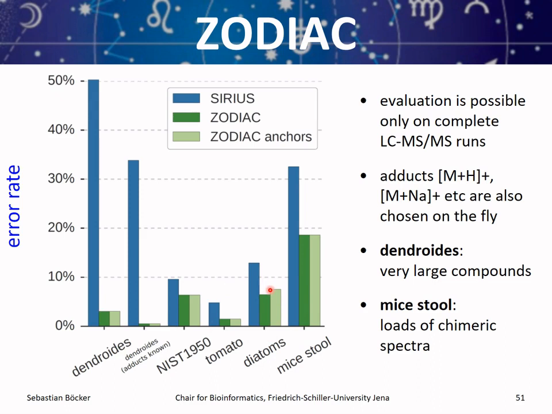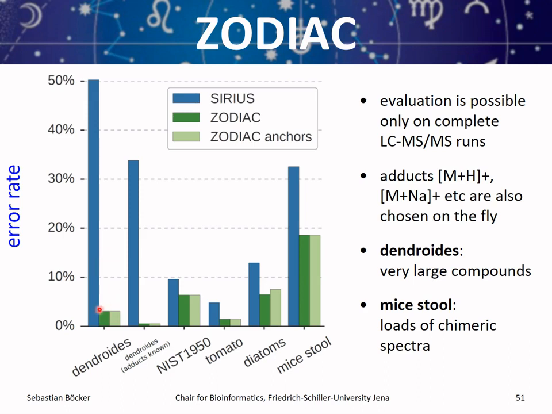We are now usually well below 10%, and for some data sets even below 5%. Particularly interesting is the dendroids data set. Those are very, very large compounds, but somehow Zodiac really liked it. There were many similar compounds present, and so the networks were really rich, and so it decreased the error rate to, I don't know, something like 3%.